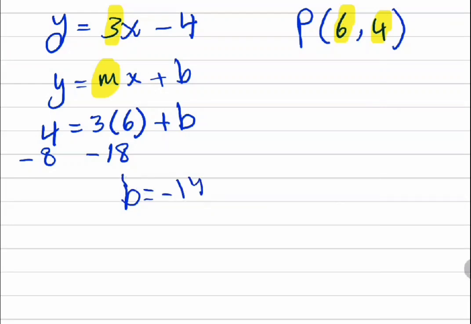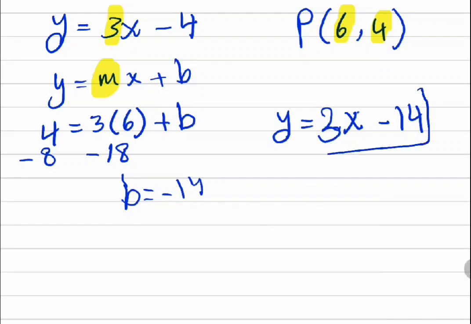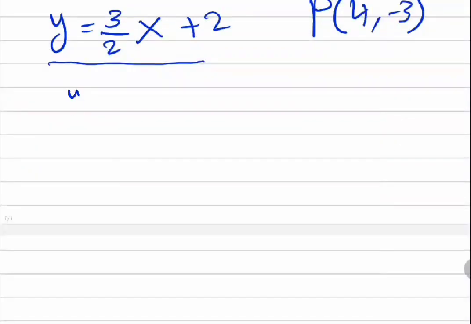So now we can write the equation of the line. It's going to be y is equal to, let's plug in m and b. So m is 3, so y is equal to 3x minus 14. And so that's how you can write the equation in slope-intercept form. Try this example. I'm going to write the equation in point-slope form first, and then I'm going to convert it to slope-intercept form.